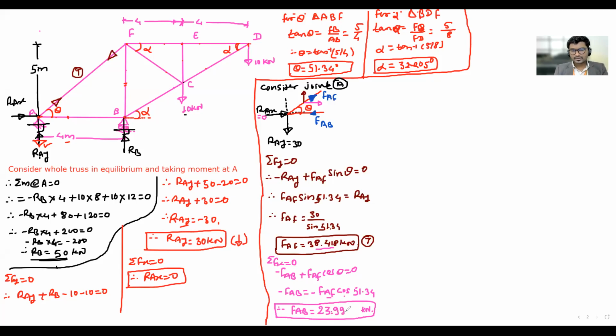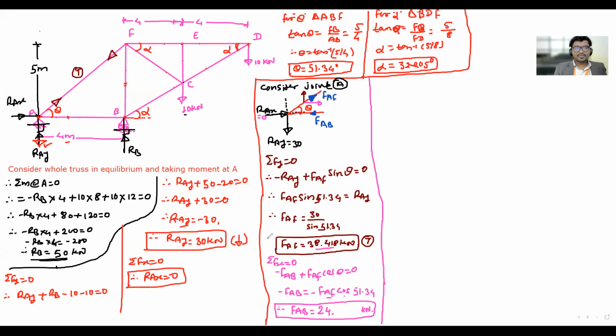Can we go for 24? Yes. Okay, we will take it as 24 kilonewton. This is the analysis of a joint A. Now, which joint will be preferable, or suitable rather?